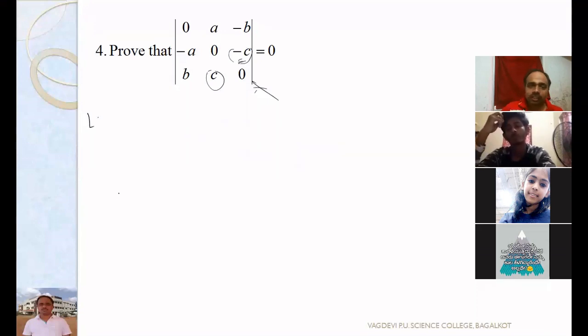Okay. Here we'll use a different technique. You can try R1 minus C into R1. R1 minus R1 you cannot do. R1 minus some other row, R1 minus CR2, you can do. R1 minus CR1 is an invalid operation. That we cannot do.